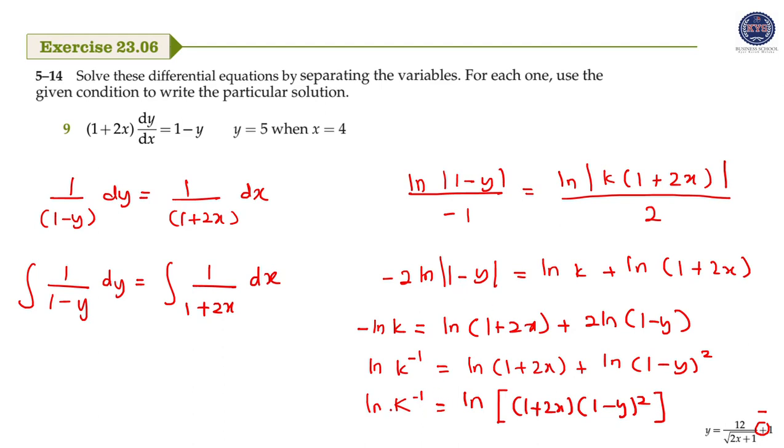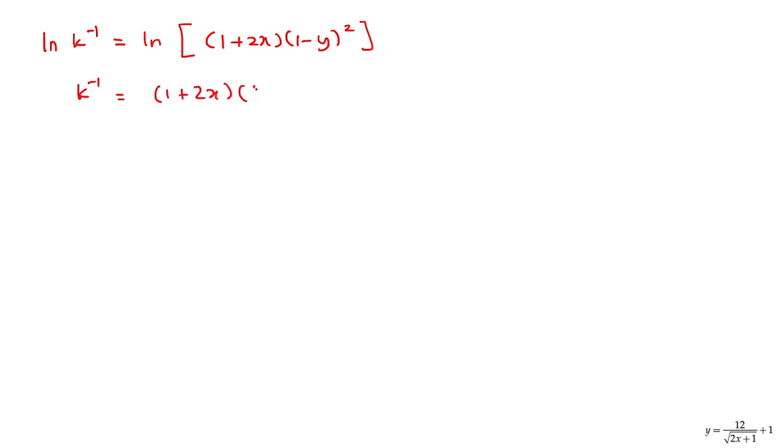So what we're going to do with this ln and ln, you can make a comparison. Okay, so earlier we had ln k power of negative 1 equal to ln 1 plus 2x and then 1 minus y squared. So ln cancels out, so it becomes k power of negative 1 equal to 1 plus 2x, 1 minus y squared. So therefore here we get 1 over k equals 1 plus 2x times 1 minus y squared.